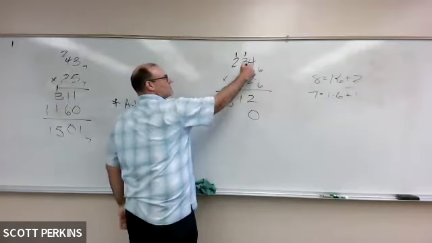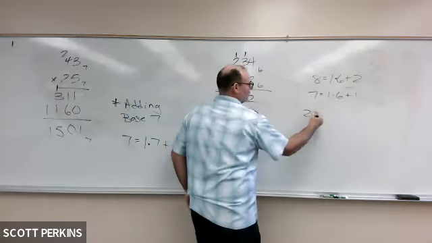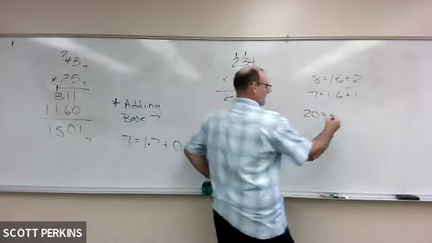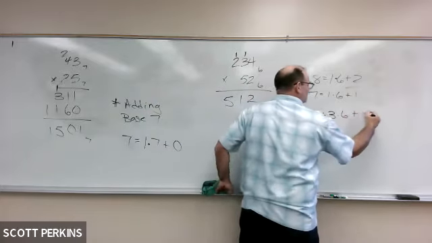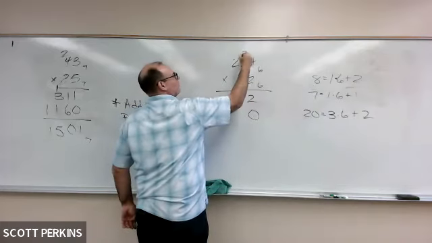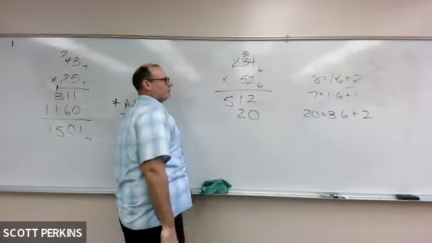Okay, so 5 times 4 is 20. 20 is how many full groups of 6? 3 groups of 6, that's 18, so I need 2 more. So it is 3 groups of 6 and 2 left over.